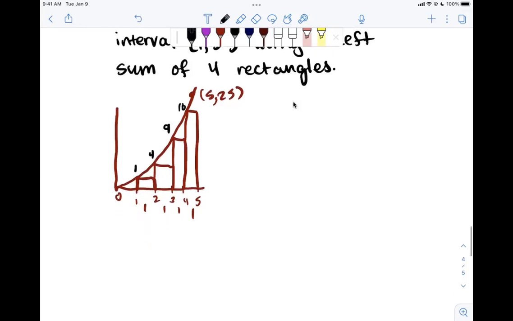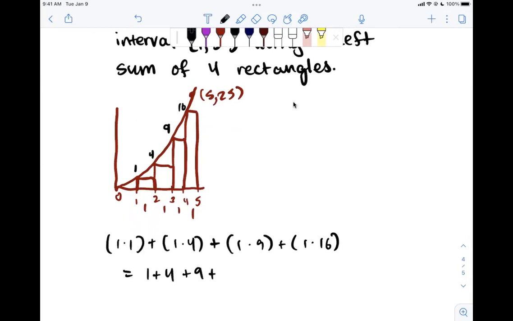And now we can just add these up. So that's 1 times 1 plus 1 times 4 plus 1 times 9 plus 1 times 16. So 1 plus 4 plus 9 plus 16. So that's 5 plus 9 is 14 plus 16 is 30. So this gives us a left sum of 30.